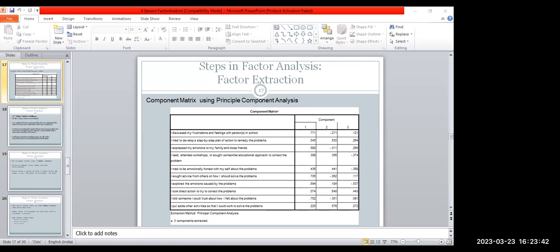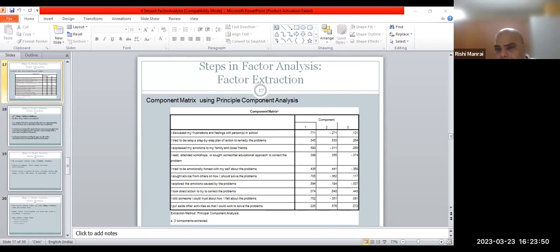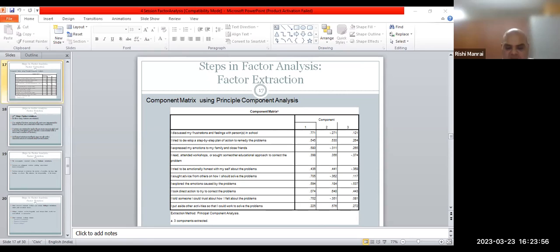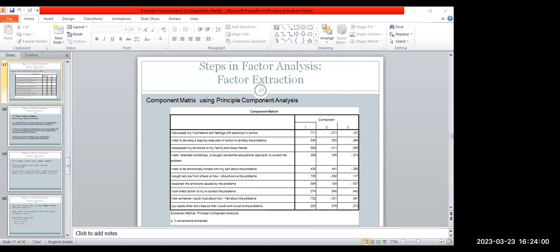Sir, could you please explain once more about principal component analysis? Yeah, sure. Why are we using principal component analysis?